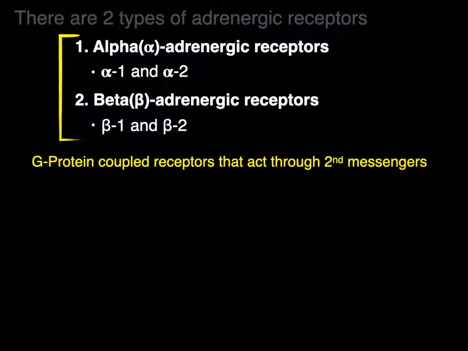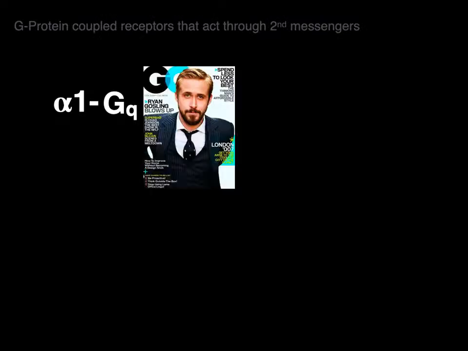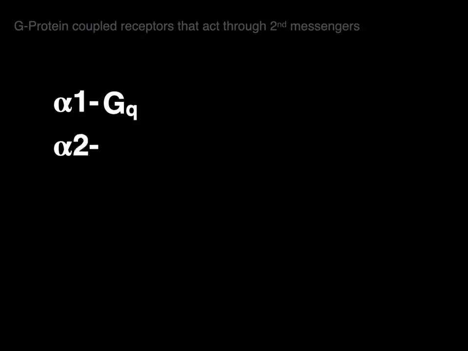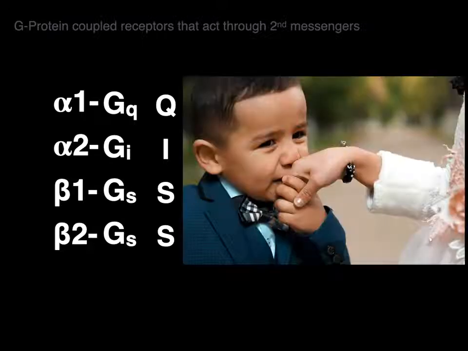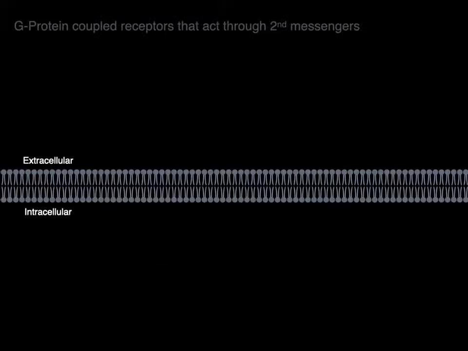All these adrenergic receptors are part of the G protein family. So G protein coupled receptors act through second messengers. Alpha 1 adrenergic receptor is linked with the Gq family of proteins, alpha 2 with the Gi family of proteins, and beta 1 and beta 2 with the Gs family of proteins. I remember them by the KISS abbreviation, except with a Q.